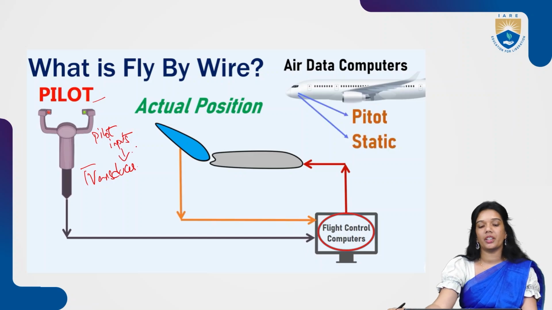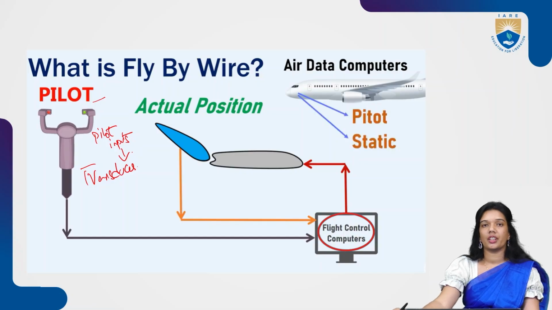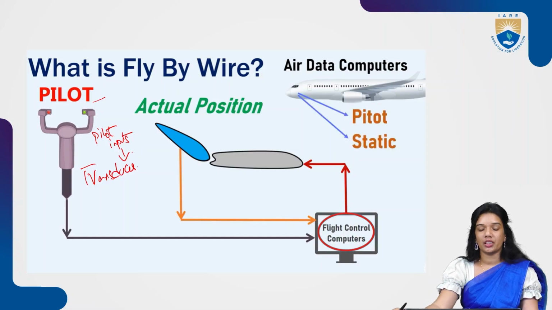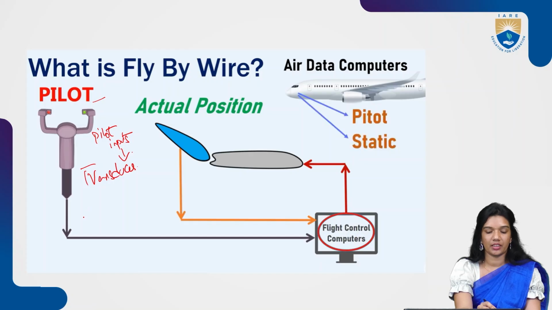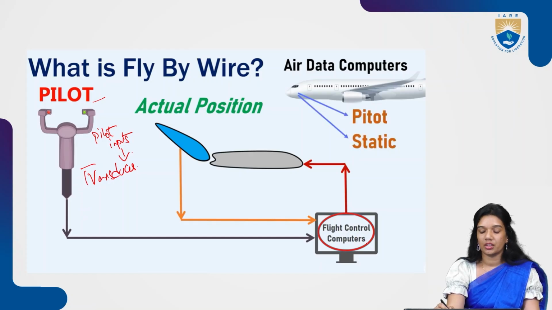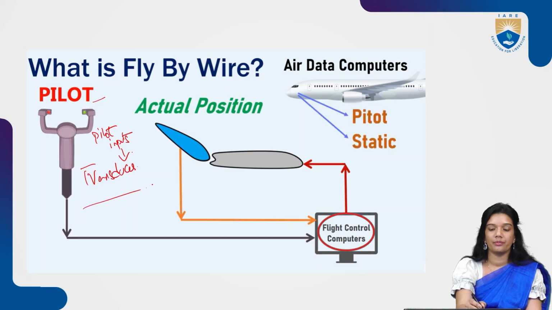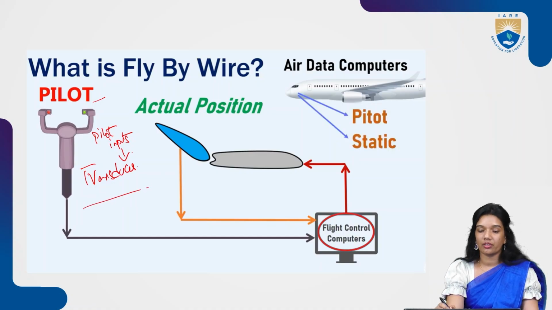Right. So all the pilot's inputs are passed on from the control column through the transducer. All the signals are being sent to the flight control systems. All the information, all the signaling that is being passed from the control column to the flight control computers via transducers.